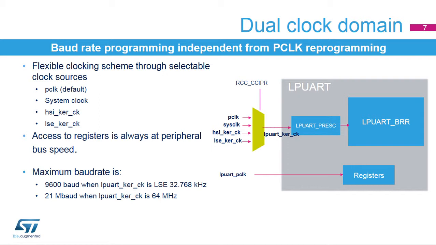The registers are accessed through the APB bus, and the kernel is clocked with LPUART KERCK, prescaled or not, and which is independent from the APB clock. The maximum baud rate that can be reached is 9600 baud when the clock source is LSE, and 21 megabaud when the clock source is at 64 megahertz.